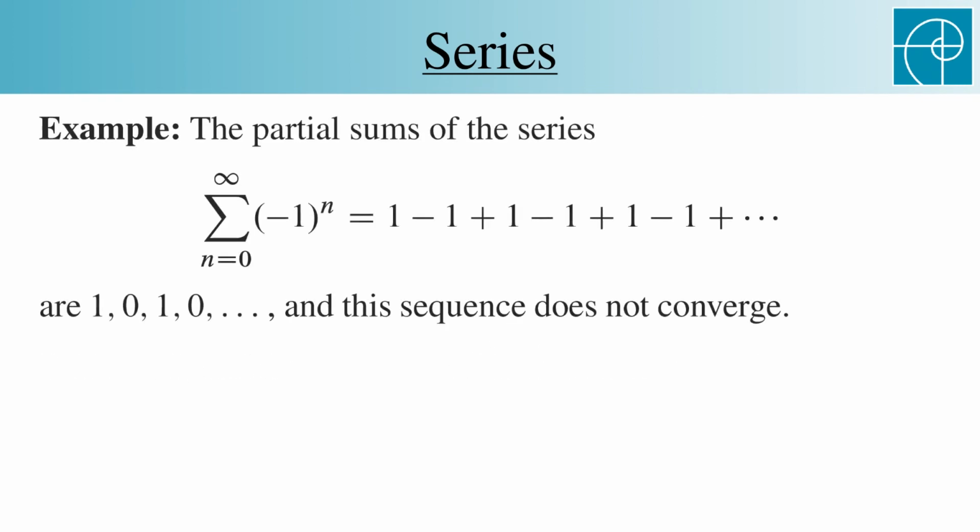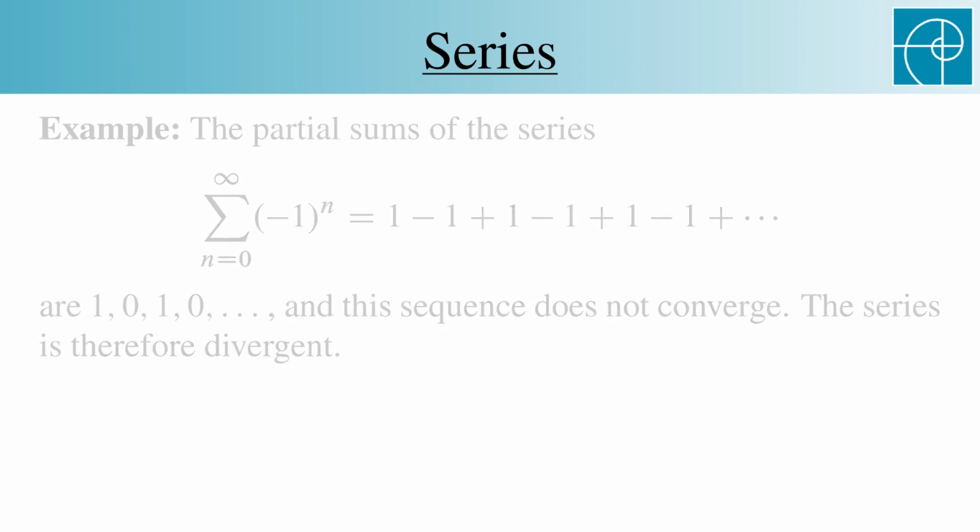As another example, the partial sums of the series 1, minus 1, plus 1, minus 1, plus 1, minus 1, and so on are 1, 0, 1, 0, and so on. This sequence doesn't converge. The series is therefore divergent.